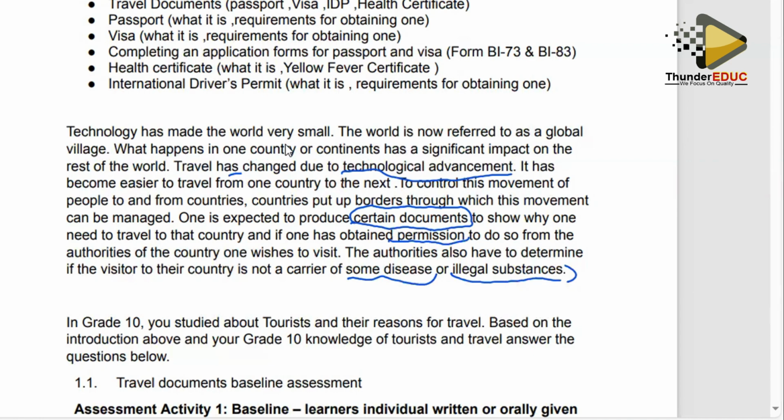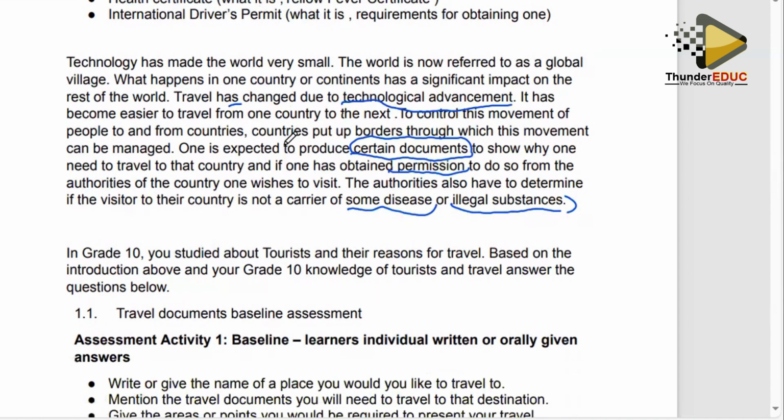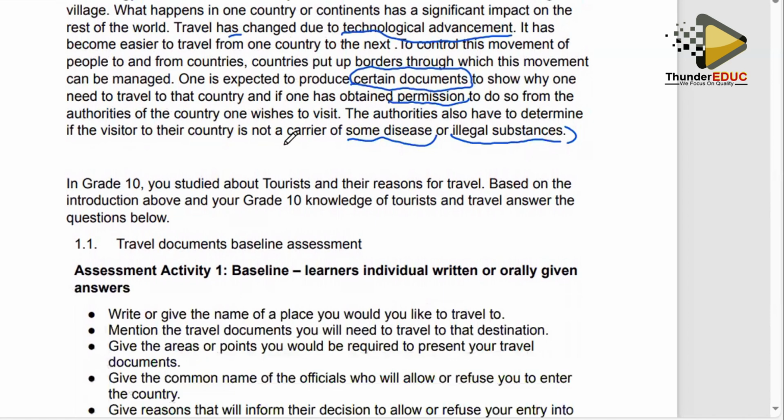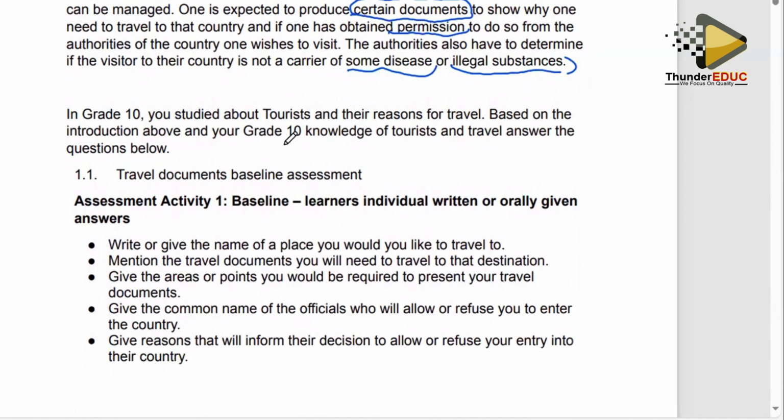So we also need to revisit grade 10. You studied about tourists and their reasons for travel. So based on the introduction above and also on your grade 10 knowledge of tourists and travel, answer the questions that follow. So what I'm going to start with is a baseline assessment whereby we will be testing yourself on the information that you learned prior to. So the first thing is travel documents baseline assessment. Assessment activity number 1, baseline, learners, individual or written. So in this case, we are going to do it orally.